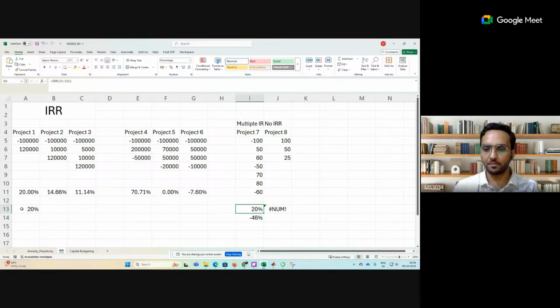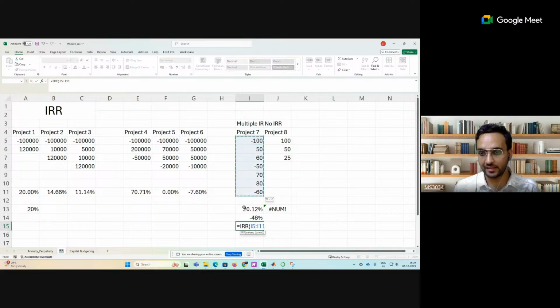So for example, if I simply put the IRR formula in this cash flow, I get the internal rate of return roughly equal to 20.12%. But I know there are multiple IRRs. So in IRR there is an option to give an initial guess for your computation. Depending on this initial guess value, you get the value of IRR.